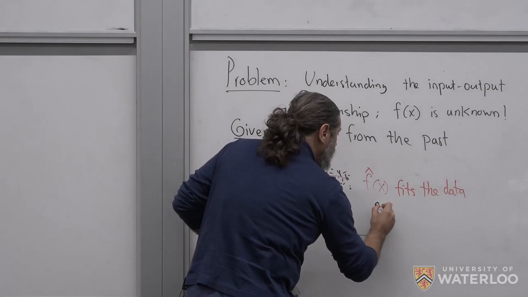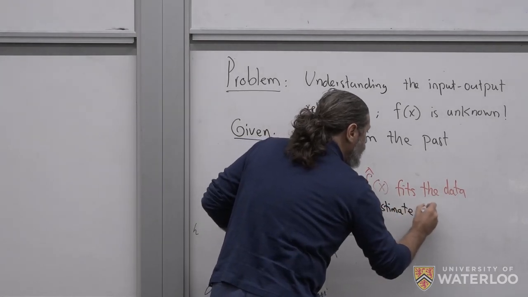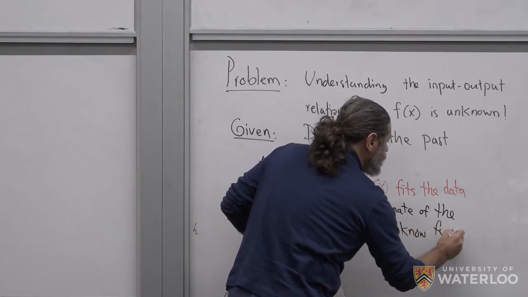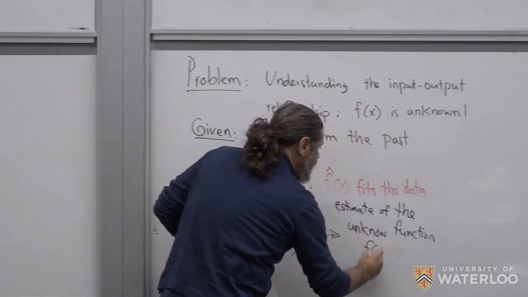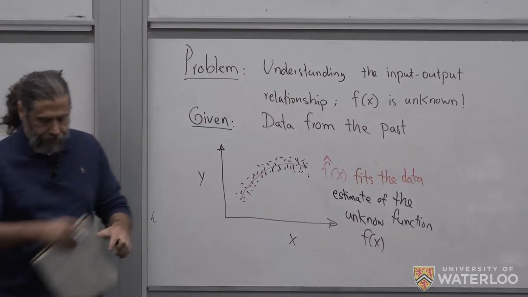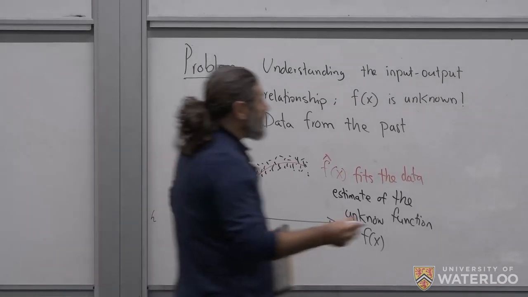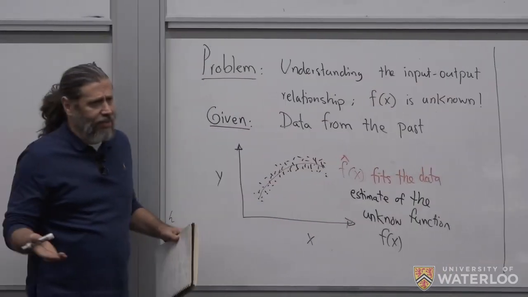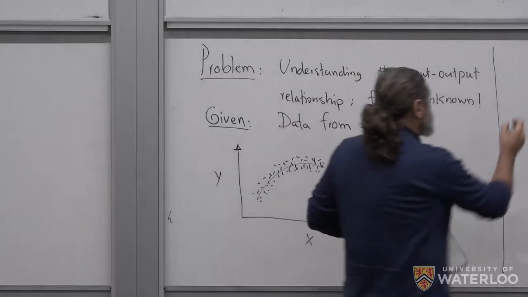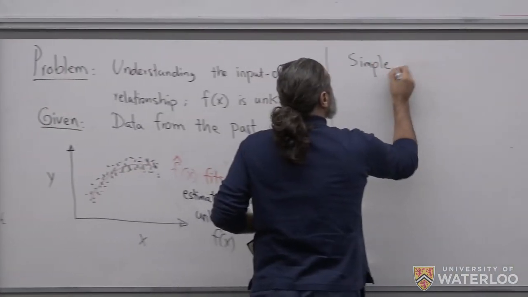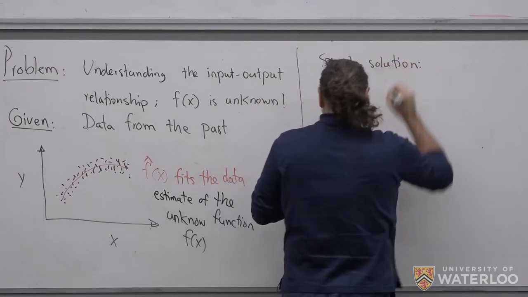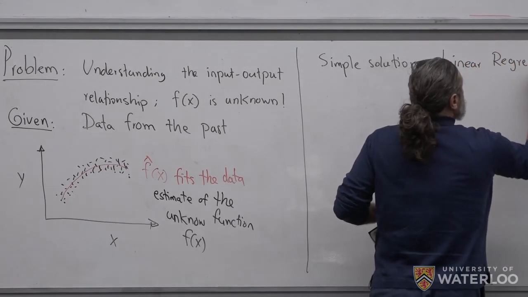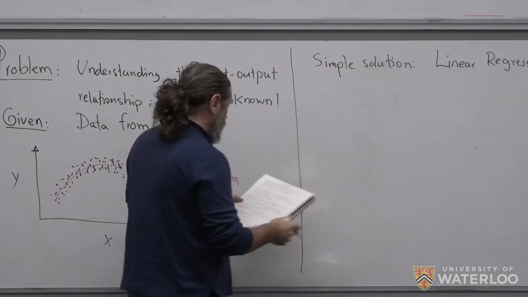So this is an estimate of the unknown function f of x. Nobody knows f of x. Okay, what is the simplest solution? This is not new. AI people have not invented that, so we have solutions for that. A simple solution that has been around for quite some time is, of course, linear regression. Linear regression has been around for quite some time.